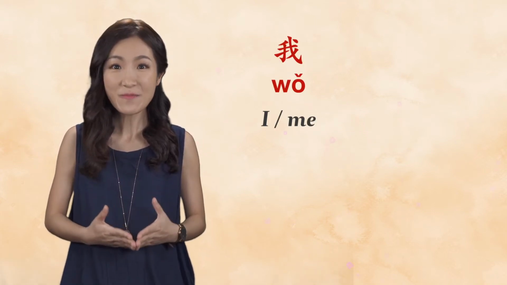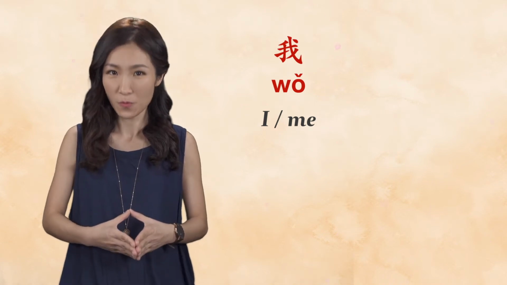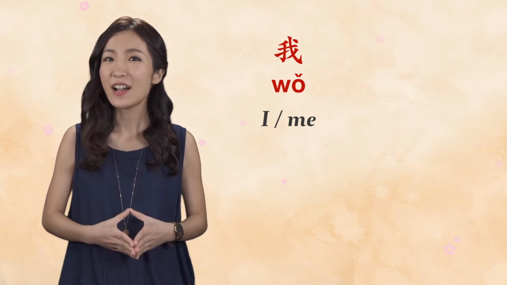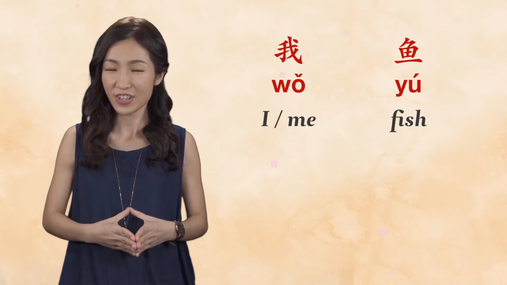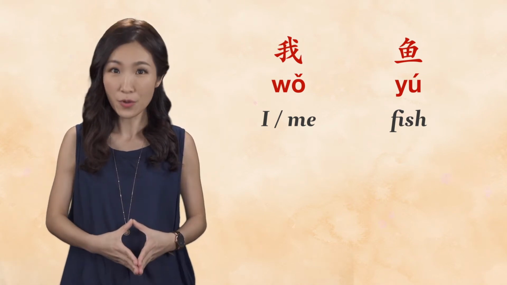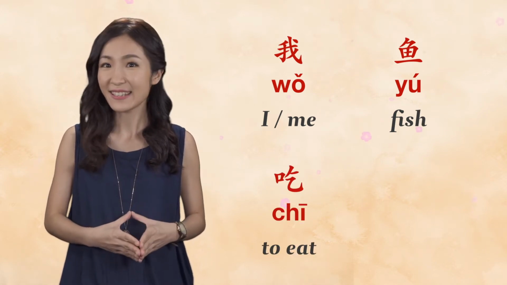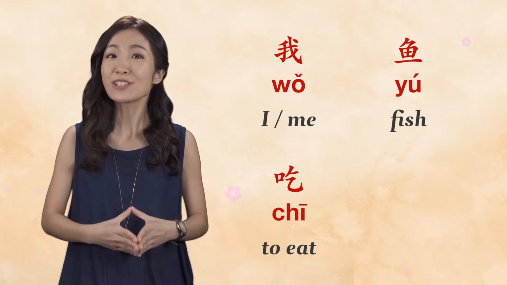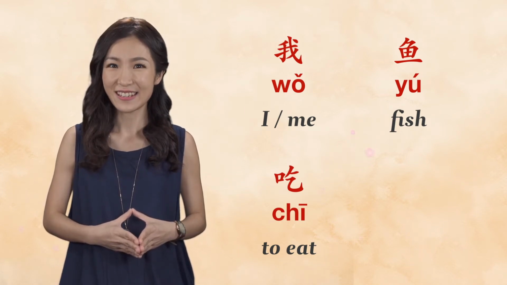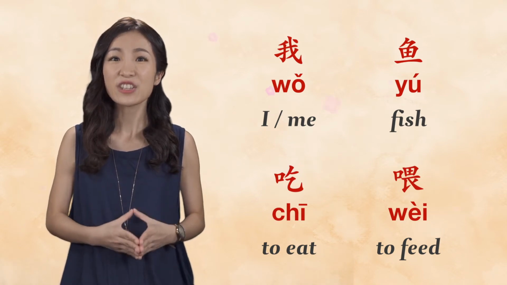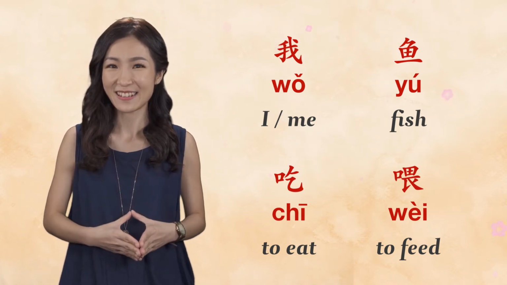Take a look at the sentences below. First, I'll introduce some vocabulary we'll use in the sentences. 我, I or me. Pronounce with me. 我. 鱼, fish. Pronounce with me. 鱼. 吃, to eat. Pronounce with me. 吃. 喂, to feed. Pronounce with me. 喂.